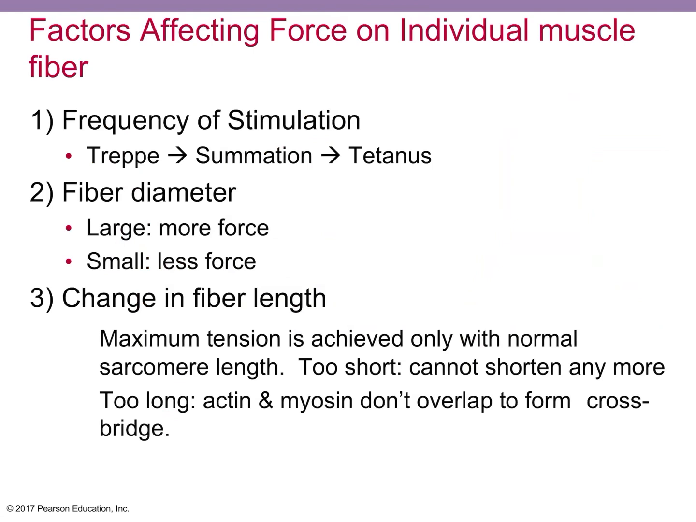Okay, so factors affecting the force generated by individual muscle fibers. So what's going to affect how much force one of your fibers can generate? There are these three listed here: the frequency of stimulation, and that should look familiar, right? Because we know that the nervous system can stimulate any cell that it's talking to. It can send slow action potentials or very quick action potentials. So the frequency of stimulation is important. The diameter has a role, and the change in fiber length has a role. So let's look at the stimulation first.